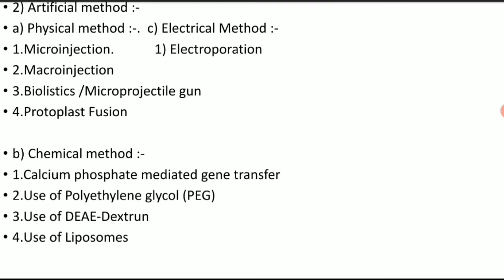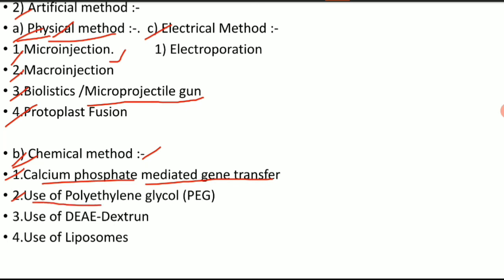Next is the artificial technique. In the artificial method there are three methods: physical, chemical and electrical. In the physical method, first is micro injection, then the micro projectile gun, and lastly protoplasmic fusion. Next, in the chemical method of gene transfer, we require calcium phosphate mediated gene transfer.